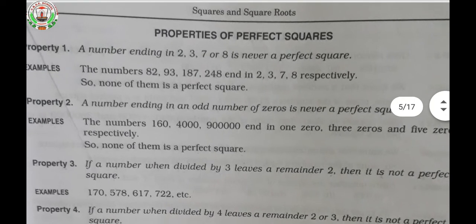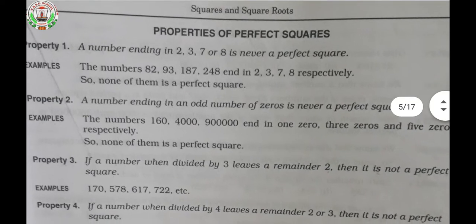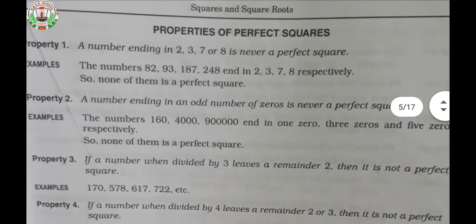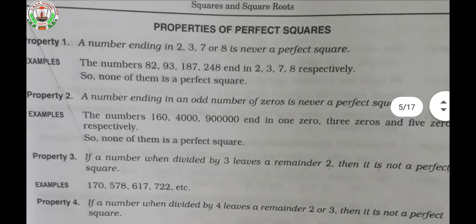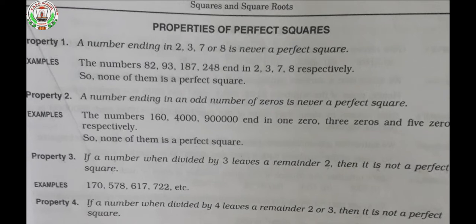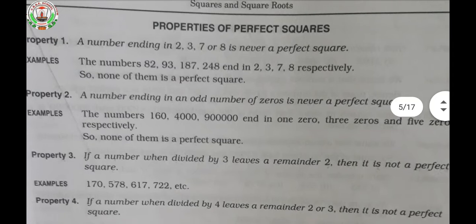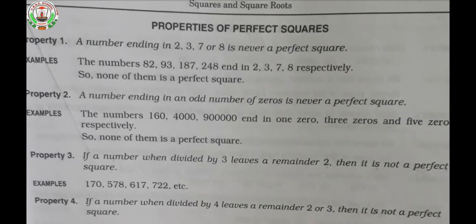The first property states that a number ending in 2, 3, 7 or 8 is never a perfect square. For example, 82 ends in 2, isn't it? 93 ends in 3. 187 ends in 7. So numbers ending with 2, 3, 7, 8 are never a perfect square. Ending with means its units place must be 2, 3, 7, or 8.